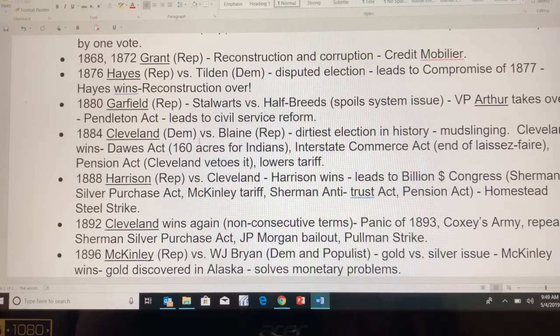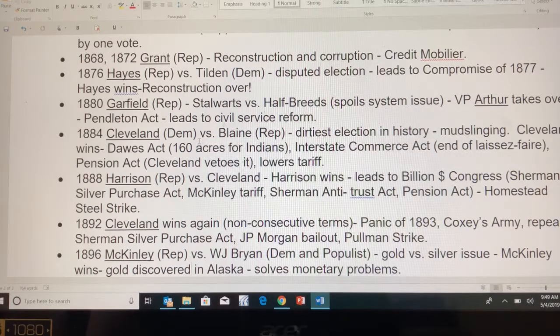In 1892, Cleveland wins again, but we are seeing we're in a depression or a decline, and the Panic of 1893. We see that Coxey's Army is going to march on the Capitol asking for their Civil War bonuses to begin. They're not paid. We repeal the Sherman Silver Purchase Act because we realized that was the cause of the panic. It shrinks our money supply, and J.P. Morgan at this time will bail out.